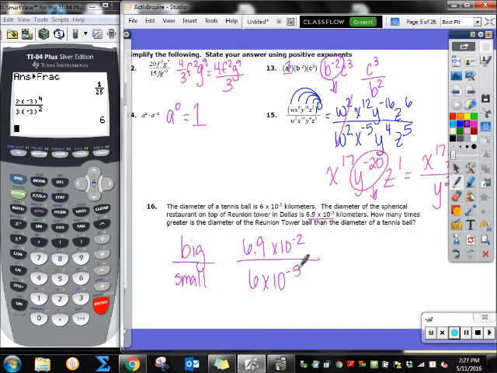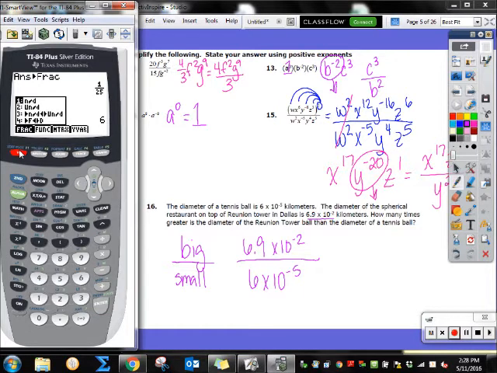Now here you can use your same trick, because if you don't use this trick, you've got to put parentheses around the top and the bottom. So alpha F1, press enter. So 6.9 times 10 to the negative second. And then in the denominator, 6 times 10 to the negative fifth.